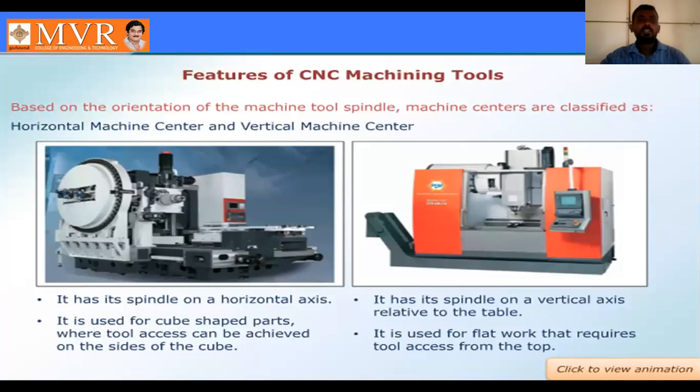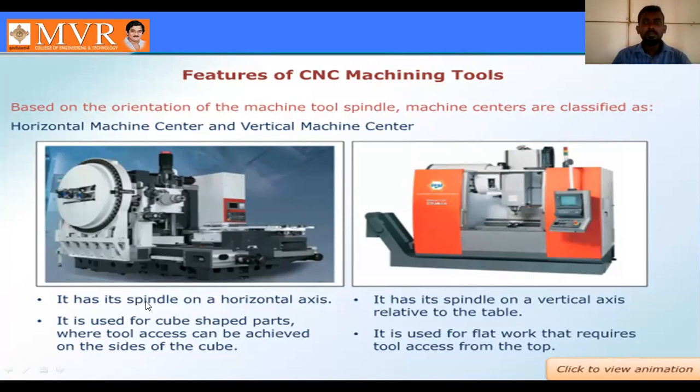In the previous lecture we discussed CNC machines, an introduction to CNC machines and features of CNC machines. Today we continue with the features of CNC machines. The first feature is based on the orientation of the machine tool spindle. Based on the orientation of the spindle, machine centers are classified into two types: one is the horizontal machine center, the second is the vertical machine center.